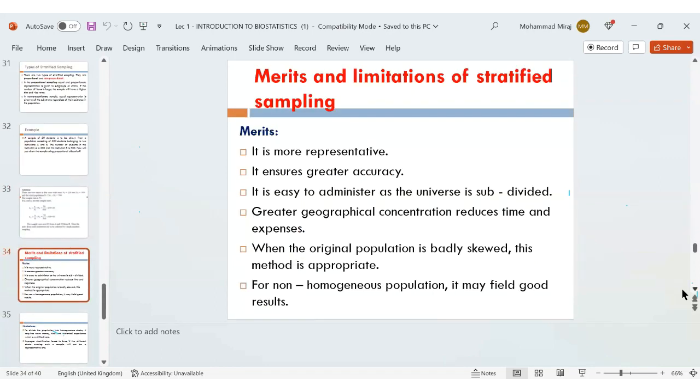It's clear, sir. Okay, so let us now understand the merits and the limitations of stratified sampling. Stratified sampling is more representative, it creates more accuracy. It is easy to administer as the universe is subdivided. So you can divide the whole class into certain components. And then with this type of sample, there is greater geographical concentration, because you can divide the whole area into components.